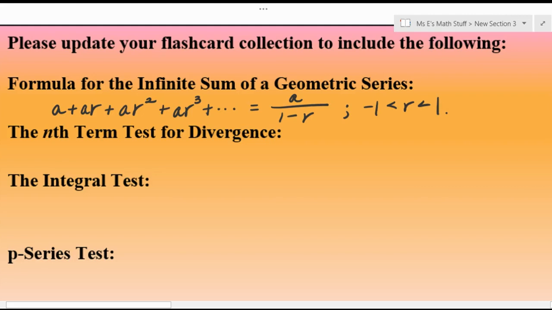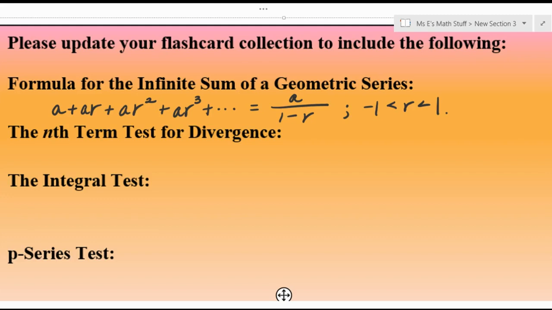All right, my friends, I hope that makes sense. You do want to know the expanded side and the condensed side. The expanded side is the a plus ar plus ar squared plus ar cubed, etc. And then the condensed side is that the sum would equal a over 1 minus r.